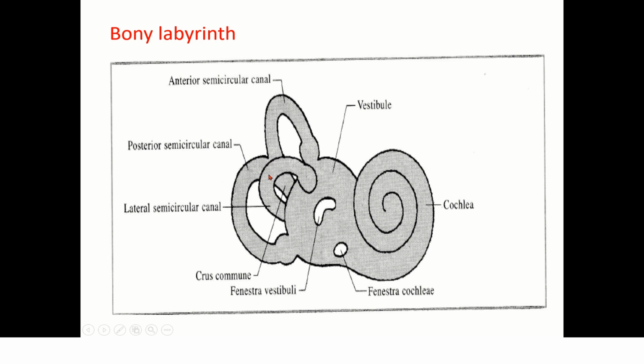The medial end of the anterior semicircular canal and the superior end of the posterior semicircular canal both join to form the crus commune, and here you can see the lateral semicircular canal. You can see the dilated ends of the semicircular canals, the ampulla.